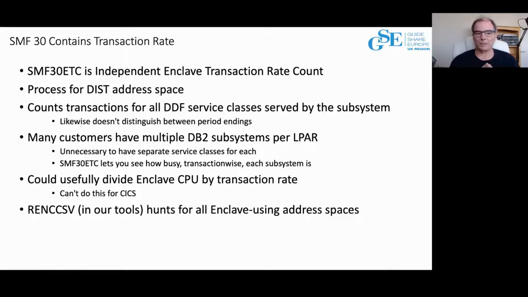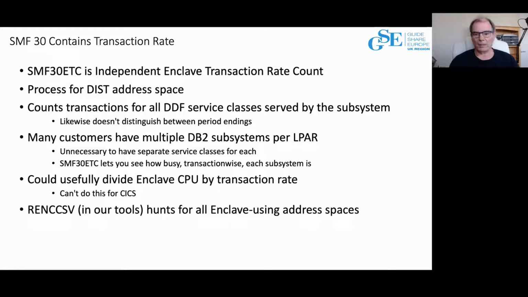You have to be a bit careful though, because as I say, you can have multiple service classes serviced by the one DB2 subsystem, but the 30 for the Dist address space doesn't know anything about those service classes. So you won't get service class level granularity. You get that from the 72s. And the 30 also doesn't know which period the transactions ended in.